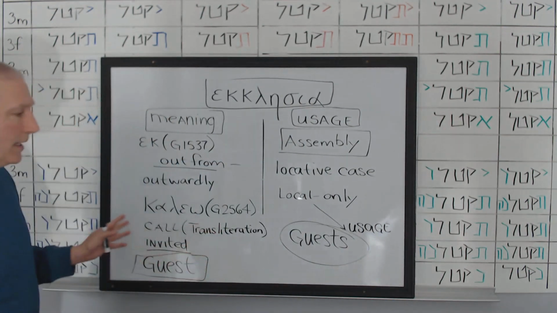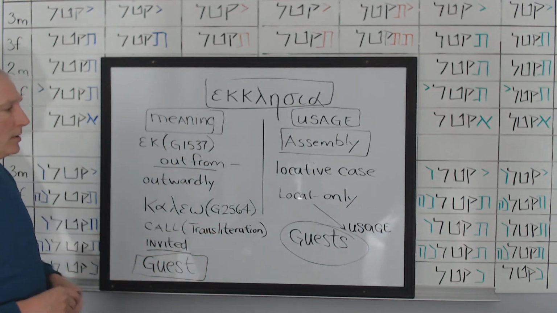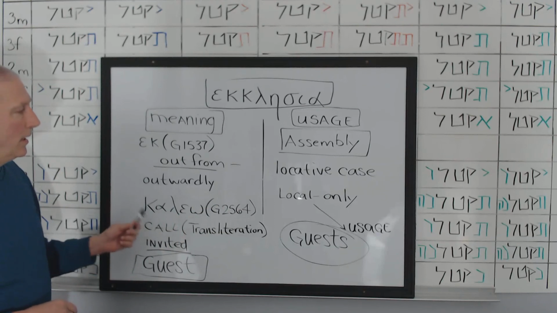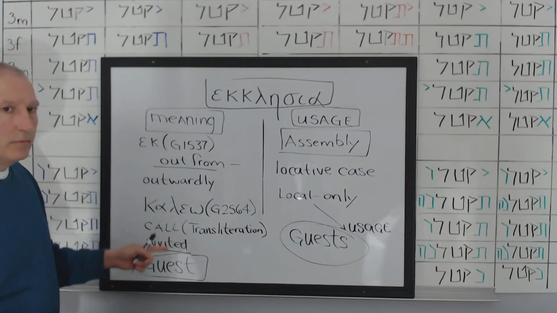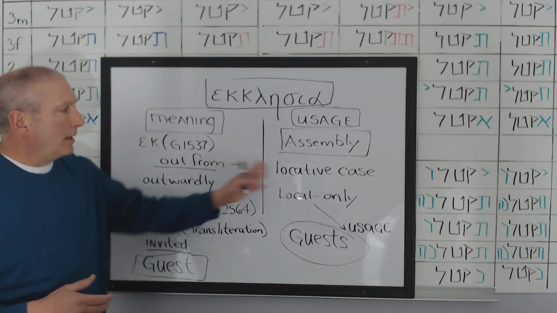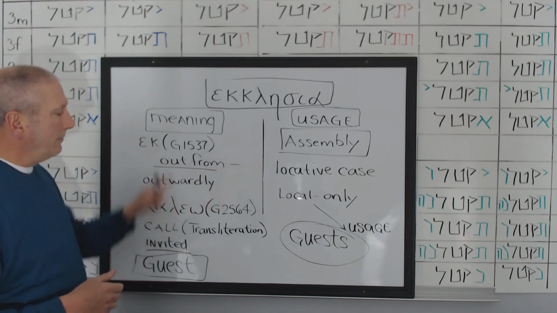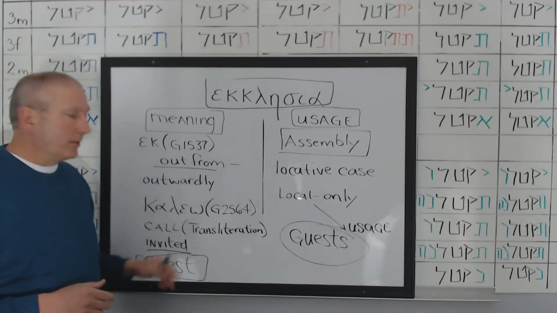So ecclesia, let me get out of the way, let you see your chart. Just know the difference between usage and meaning, because this has implication for an individual. So wherever I am, whether I'm assembled or not, I'm out called, invited out, and I'm a guest.